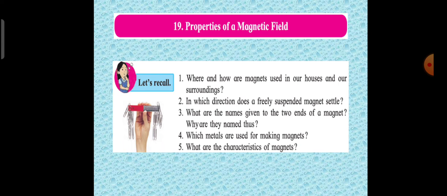Third, if a magnet is divided into two parts, two independent magnets are formed. It means that the two poles of a magnet cannot be separated from each other. Fourth characteristic, a magnetic material acquires magnetism when placed near a magnet. This method is called induced magnetism. Sixth, there is repulsion between like poles of a magnet while there is attraction between the opposite poles.